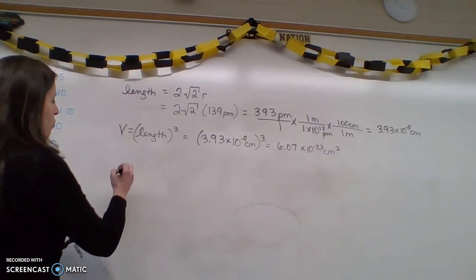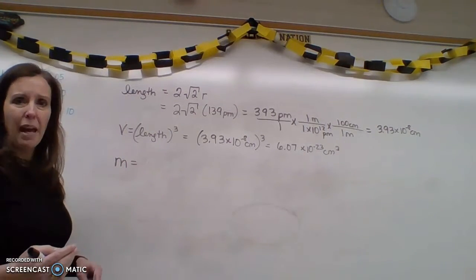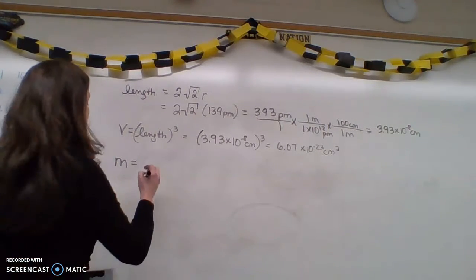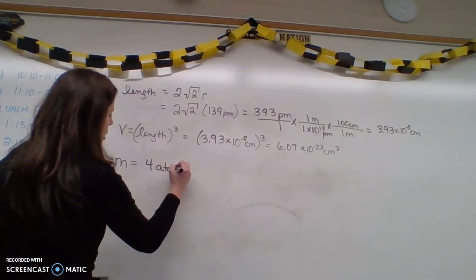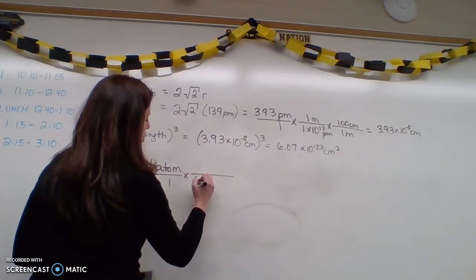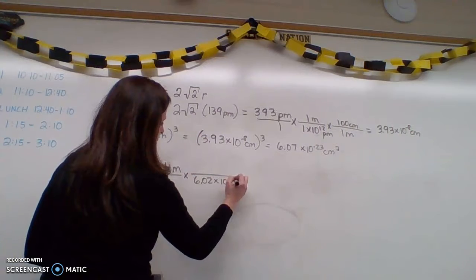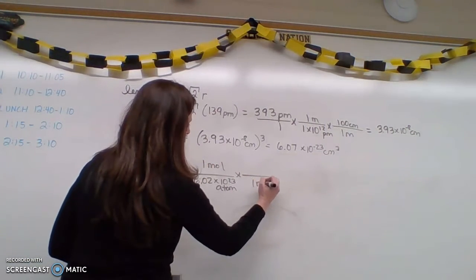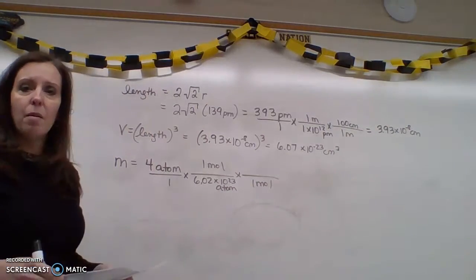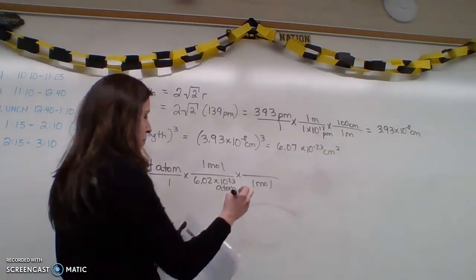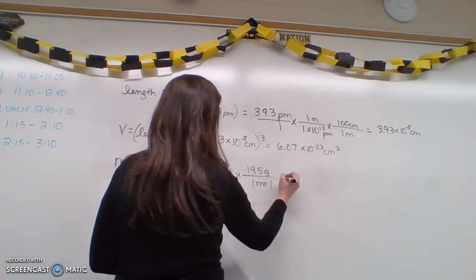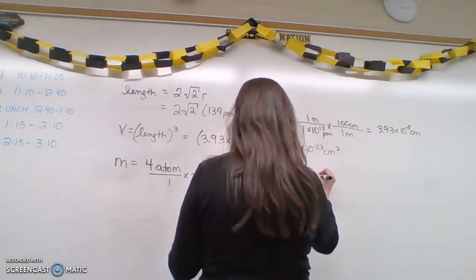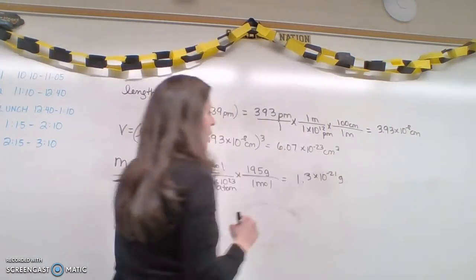Now, density is mass over volume. I need to find out how much mass is inside that unit cell. Because it is face-centered, from my notes, I know that face-centered equals 4 atoms. So I will convert atoms to moles. And then I can convert moles to grams. Now, because this is platinum, I look on the periodic table and I find out that platinum has a molar mass of 195. I plug all of this in my calculator. And now I have grams.